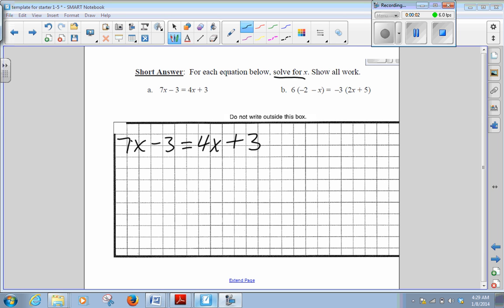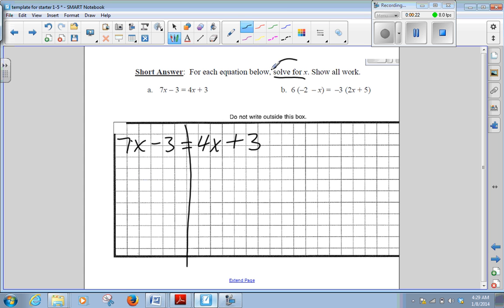So I'm now going to do the short answer section in the midterm for you. Remember, in order to get your credit, you need to have correct work shown. So if your work doesn't match my work, make sure that you're putting it on your correction sheet. So I've got my equation now recopied over here. 7x minus 3 is equal to 4x plus 3.